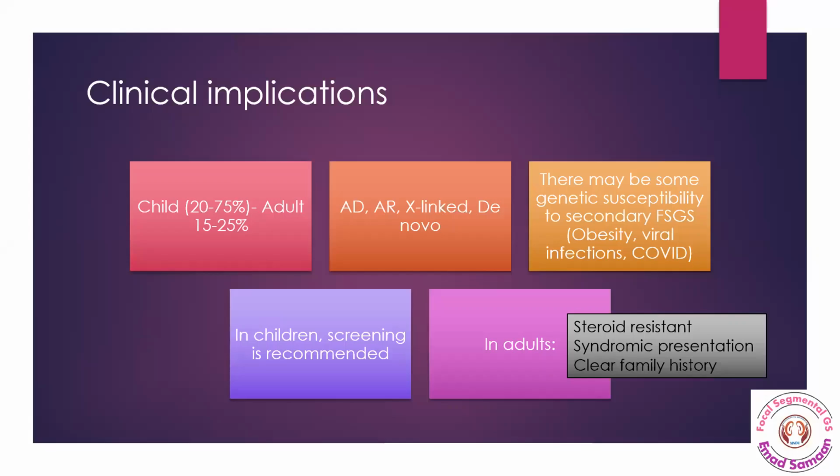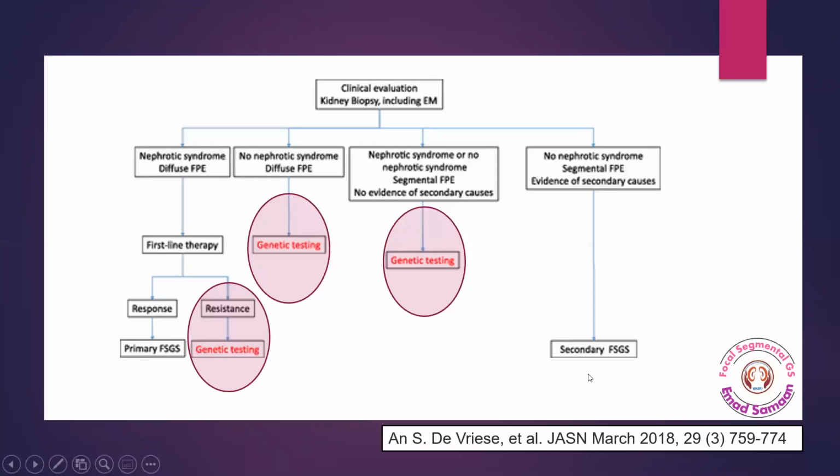And this is very important because while I'm talking to you about the implications, how to approach the patient, I'll tell you that the patient may take some forms or some categories, more than one category in his life in the progression, or it can be confusing in a situation like this, because you can even have a secondary FSGS because you are genetically susceptible to this. And in children, the screening is recommended, but in adults, it should be specified to the steroid-resistant and syndromic presentation and the clear family history of the problem. And these are the main indications of genetic testing.